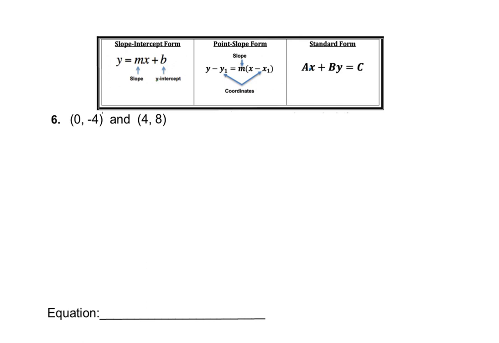All right, for number 6, again, we've got 2 points, and we need to find the slope, and then we need to identify the y-intercept. I would like for you to pause the video, find the slope using the slope formula, and then find the y-intercept, write your equation, and then let's come back and resume the video and see how you did.